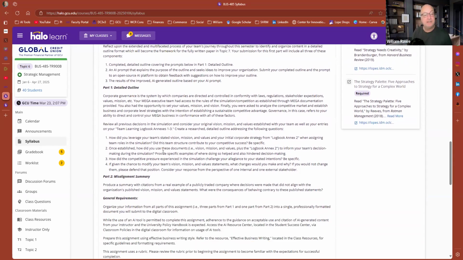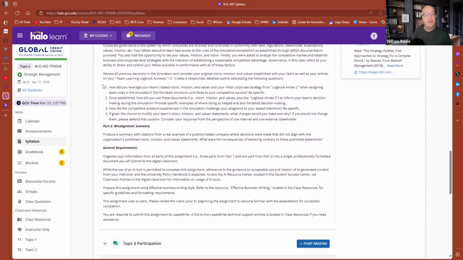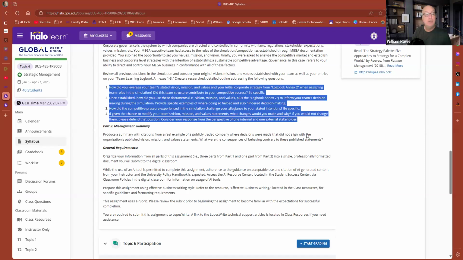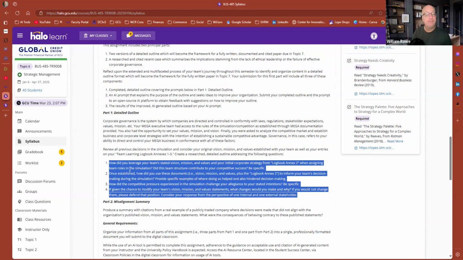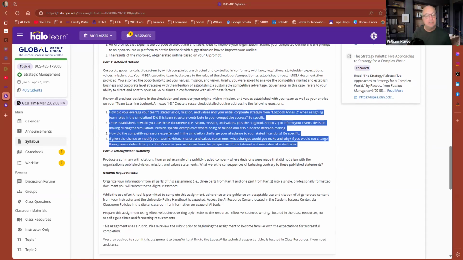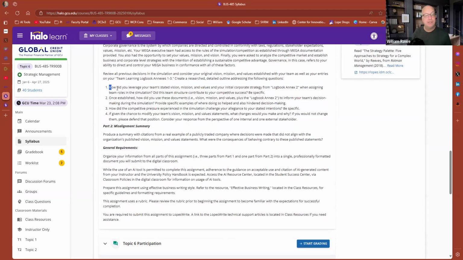Okay, so let's look at what the detailed outline should be. Down here, you have 4 numbered items that need to be included in your outline. Now, this is about corporate governance, and corporate governance is about how we make sure that the officers running the company, which would be you all in the simulation, serve the shareholders and operate in an ethical and legally compliant manner. So that's, in a nutshell, what corporate governance is. Your outline must cover each question in these 4 sections.